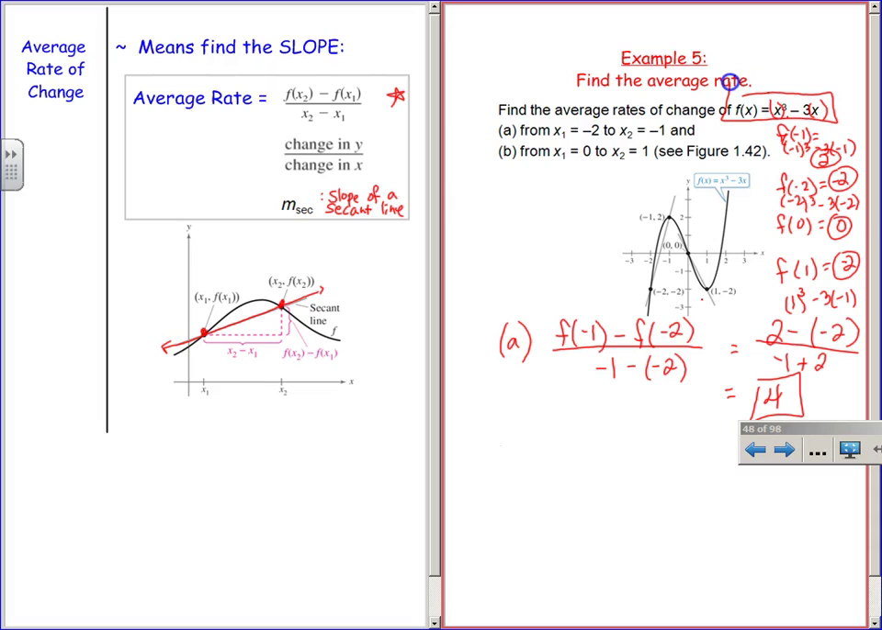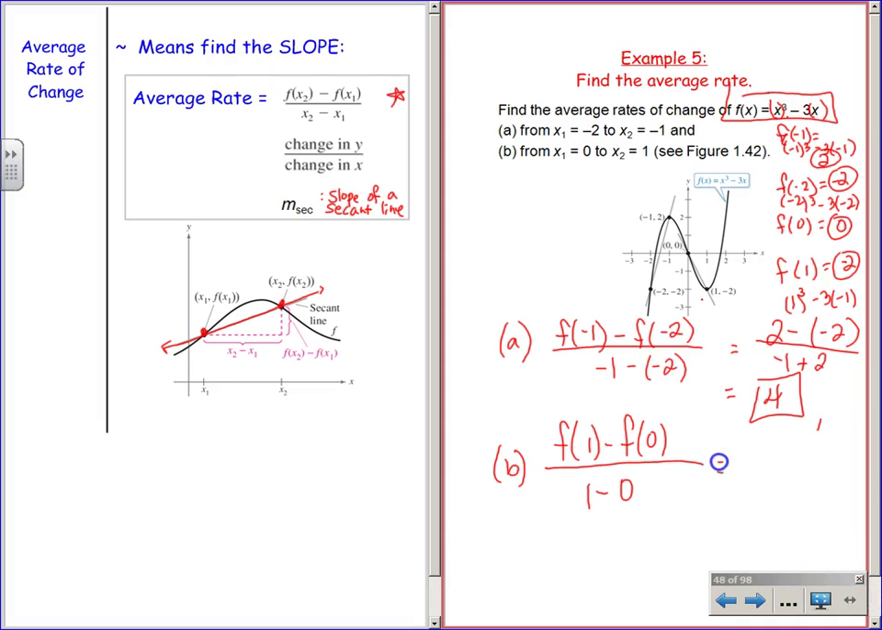What would I do differently for letter B? Well, if it just tells me from 0 to 1, won't I just change my formula? And instead of f of this guy, it's going to be f of 1, besides f of that guy, f of 0, and 1 minus 0. And just to make it quick, we've already plugged in the f values. We go find the y at 1, go find the y at 0, and we already have them. The y at 1 is negative 2. The y at 0 is 0.